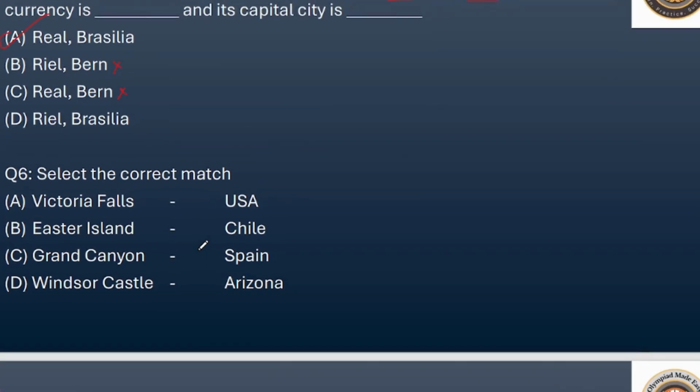Moving on to the next question. Select the correct match. Victoria Falls, USA. No, this is in Africa. Easter Island, Chile. Oh, yes. Grand Canyon, Spain. No. And Windsor Castle, Arizona. No. So this is your answer: Easter Island, Chile.